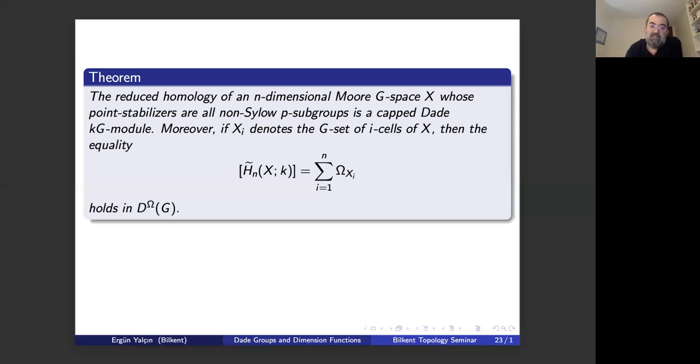This class is the sum of omega xi's. So omega is exactly the way it's defined before, relative syzygy of G, and this sum is in the Dade group, which means tensor product. And so the homology becomes the tensor product of relative syzygies of G over its i-dimensional cells, the set of i-dimensional cells.